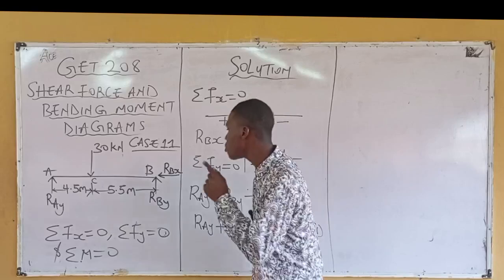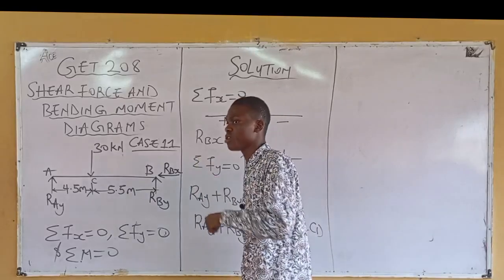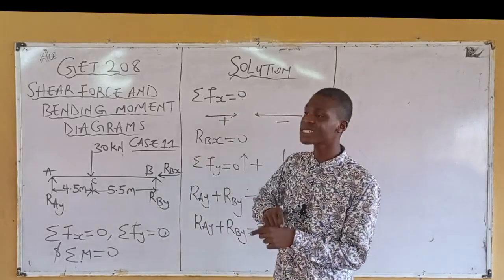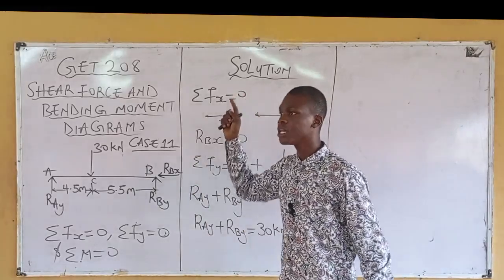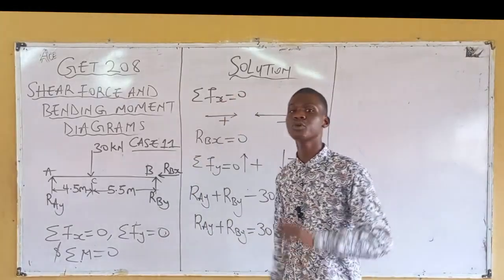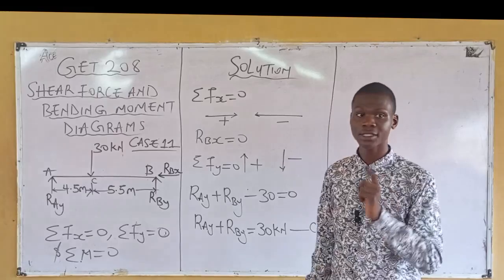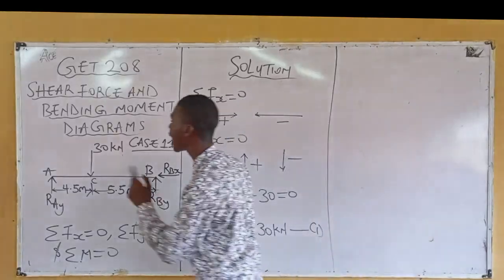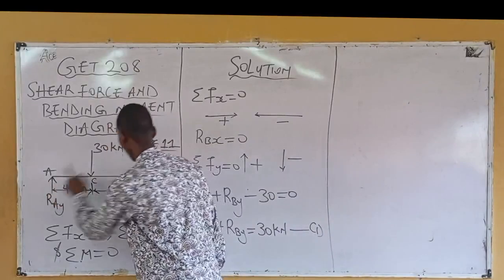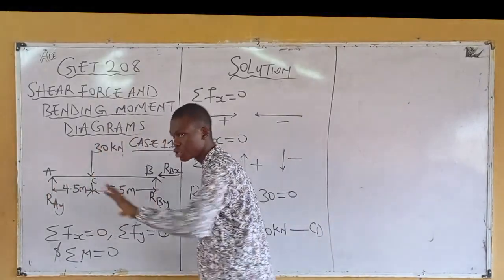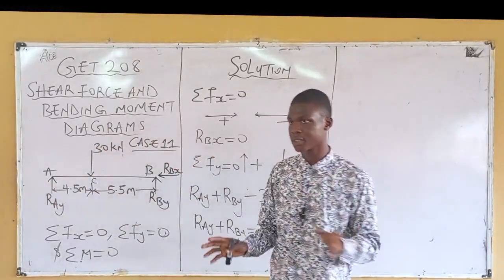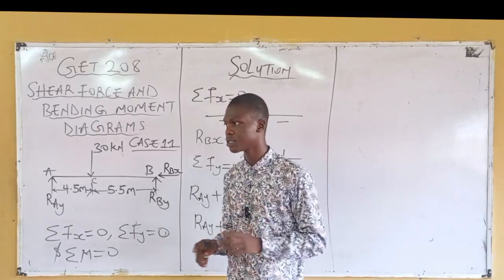Now, taking moment at wherever you have your support reaction means you want to eliminate the force you have there, just like the way we normally do in mathematics. So that's the concept. You can either take moment at point A or point B. It's your choice. At the end, you get the same thing.